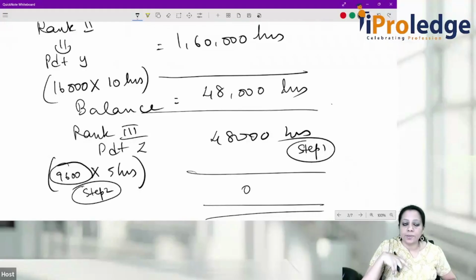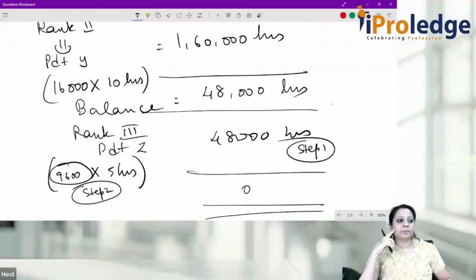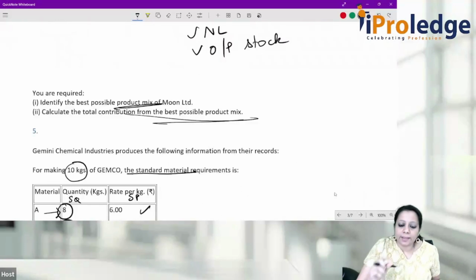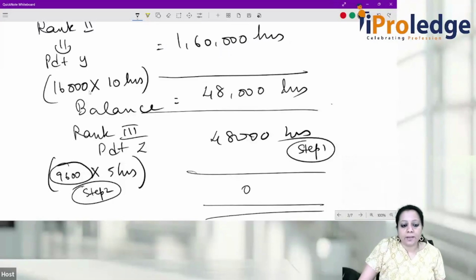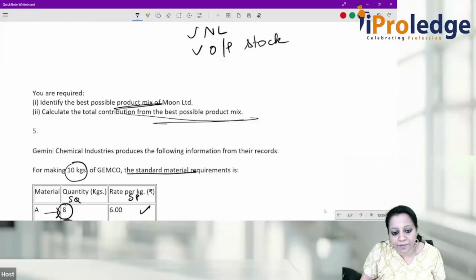So shall we proceed, students? Yes. It's actually much simpler than the problem that we did in the regular lecture. Very simple. But just that people might take that number of hours to be multiplied by the production units. That alone, you please be careful.